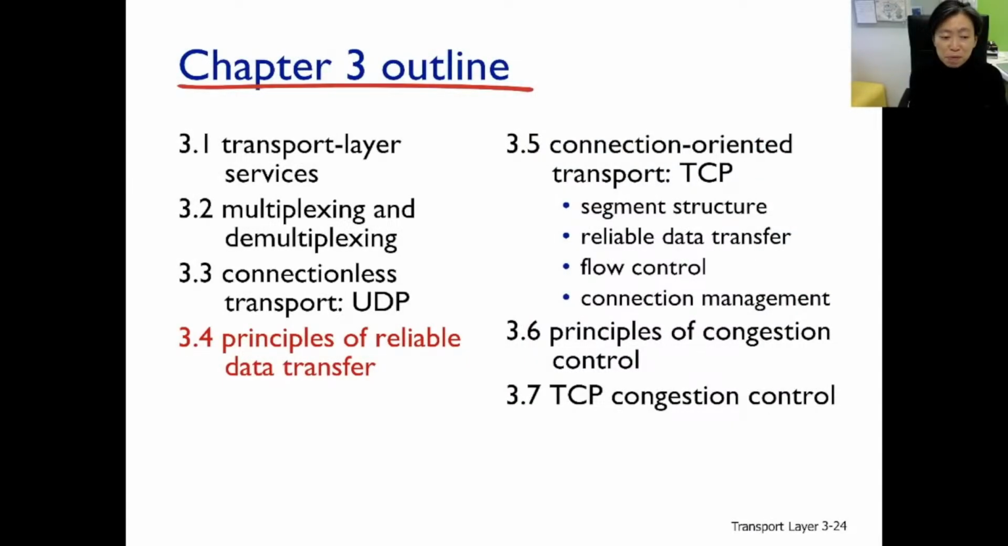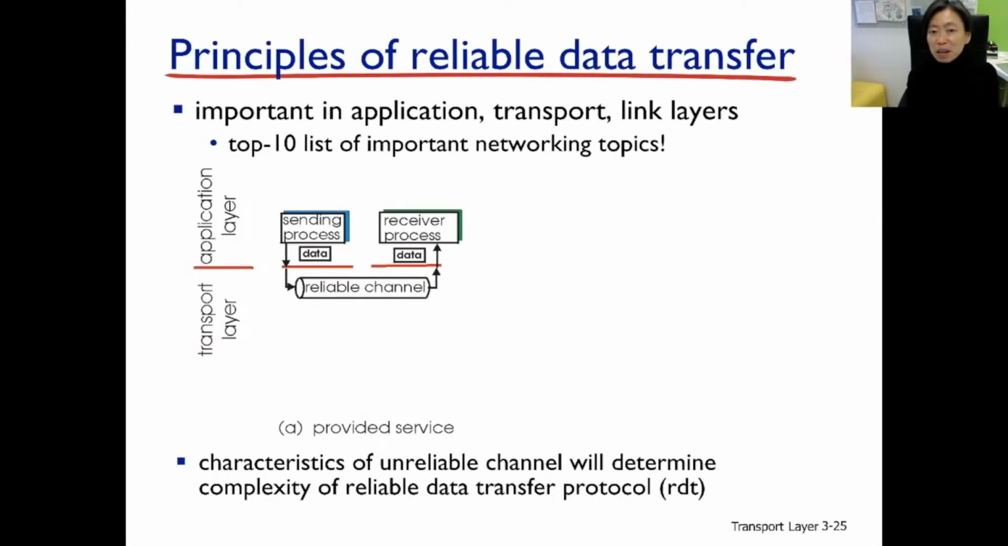All right, 3.4, principles of reliable data transfer. Now, you might see Polly is a little bit more alert talking about this section, because this is going to be the most challenging section in chapter 3, and arguably one of the most challenging sections of the entire textbook. So let's talk about reliable data transfer. It's not only challenging, it's also extremely important. It's not only important at the transport layer; some of the link layer services might also implement some level of reliable data transfer.